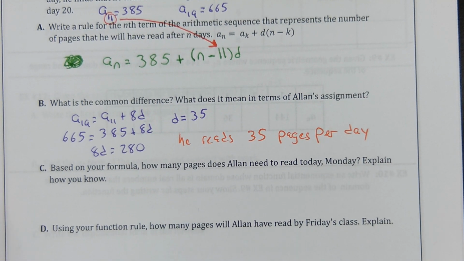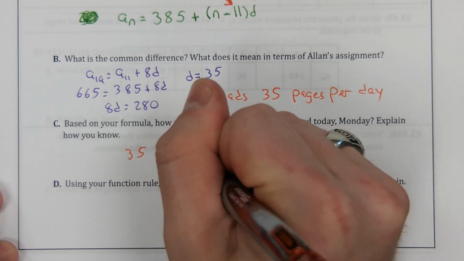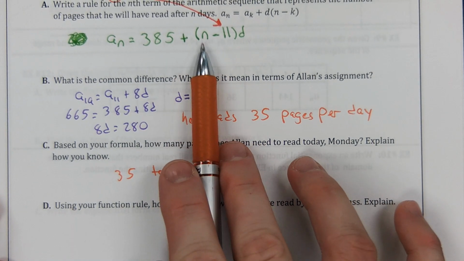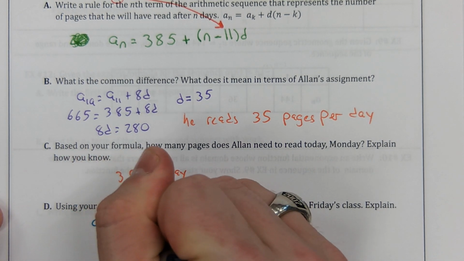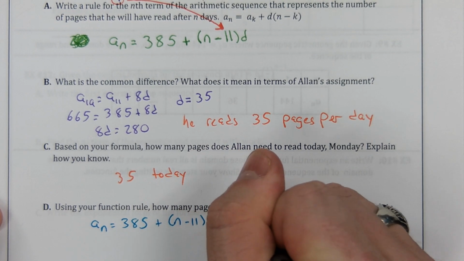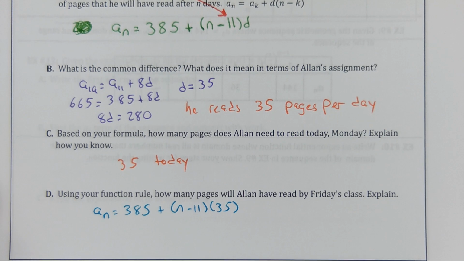Well, based on that formula, how many pages does Alan need to read today? 35. Because he needs to read 35 every day. I don't really understand that question. Seems redundant. Using your function rule, which is this one now, so we could write it as a sub n equals 385 plus n minus 11 times 35. How many pages will Alan have read by Friday's class?